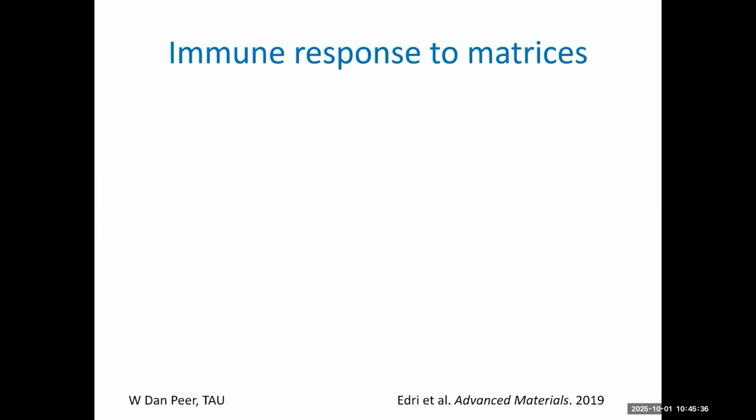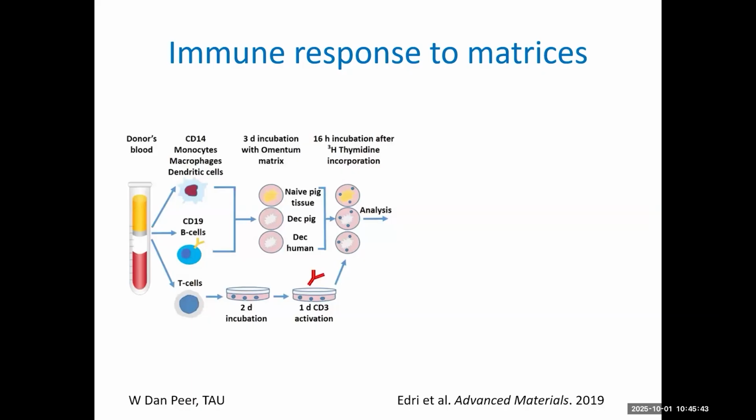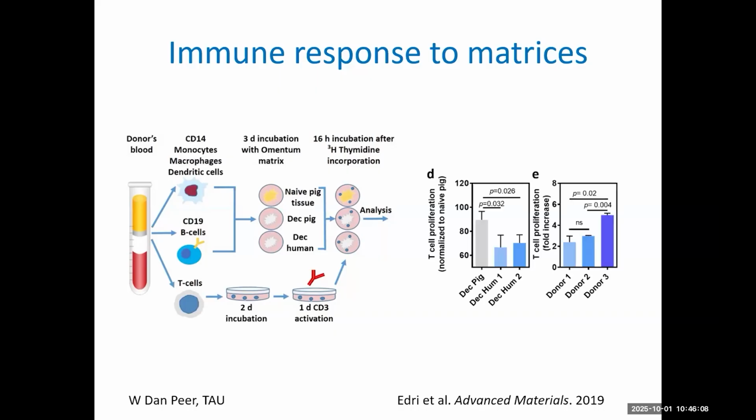And if we look at the immune response to these materials, what we've done here, we simulated the immune response in a dish, human immune response in a dish. So we took donors' blood and donors' fatty tissue, and we isolated the antigen-presenting cells from the T cells. We incubated these antigen-presenting cells with the materials either from pigs or from the same patient or from other patients. And after 2 days, we've added the T cells, and we could see two nice things.